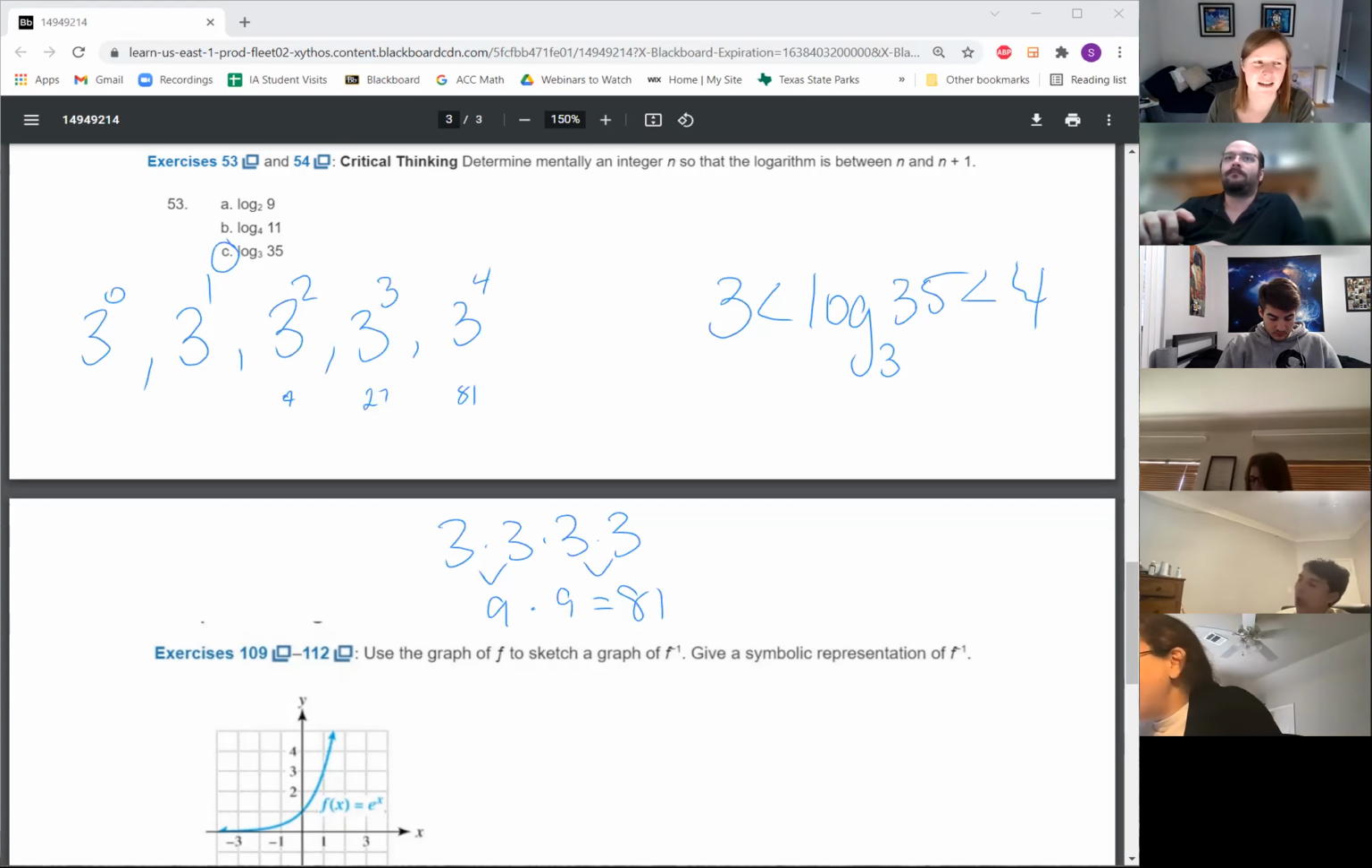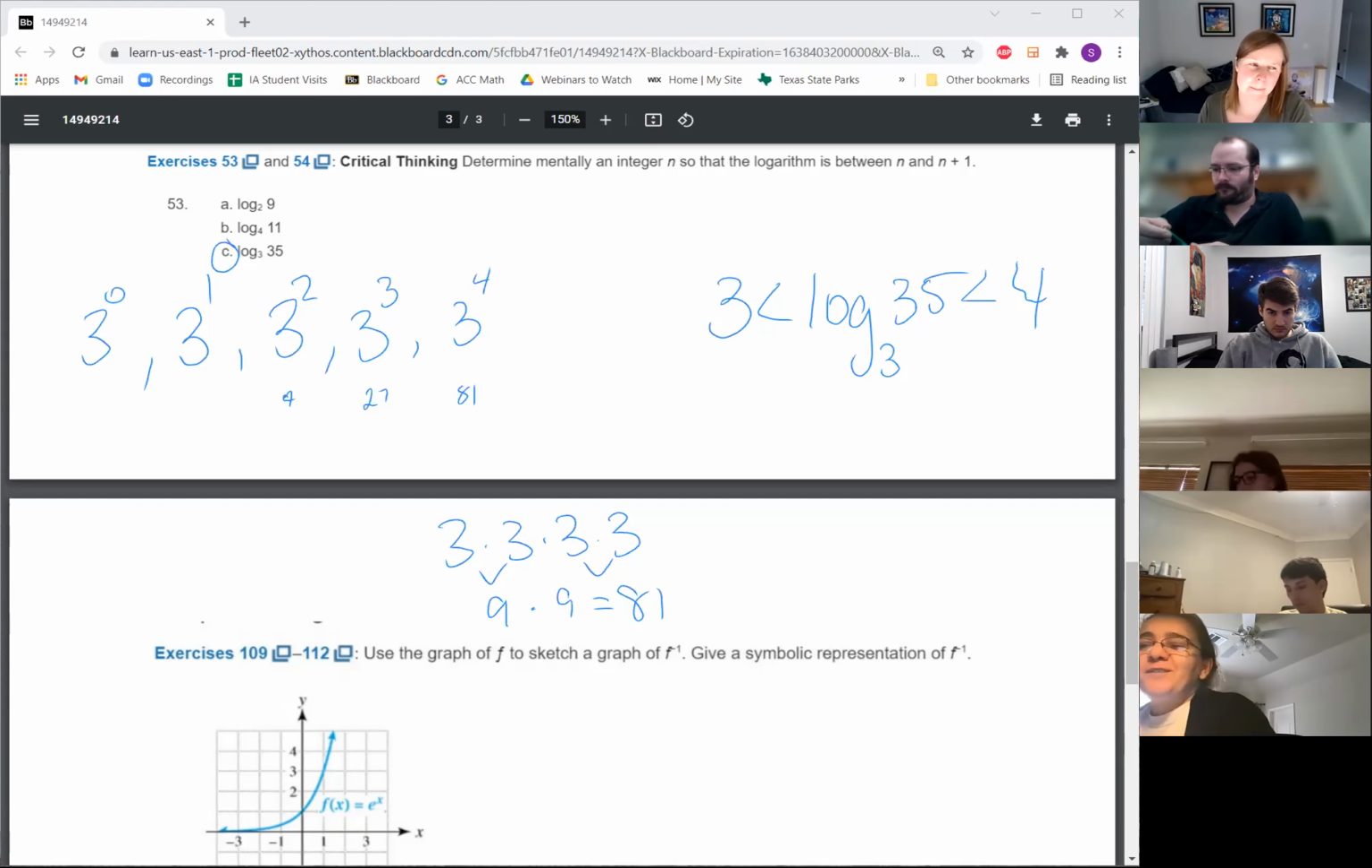Sorry. It's okay. So yeah, then you would look at 2 to the what gets you below 9 and above 9. Yeah, it's 2 to the 4. No, 3. 3, yeah. So it'd be between 3 and 4 again for that one also, I think. Yeah, okay.